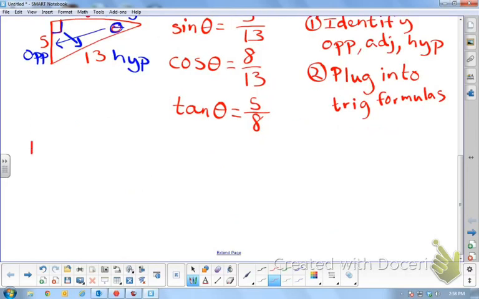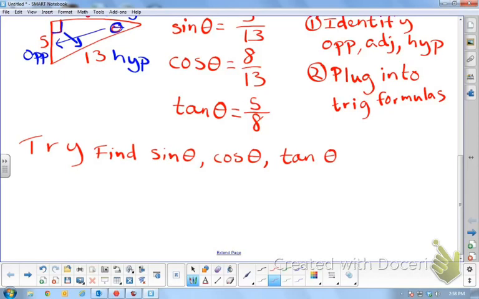So I want you guys to actually try one on your own. I'm not going to tell you the answers, but I am going to check in your notes tomorrow that you've tried this problem. Again, I want you to find sine, cosine, and tangent. And that's the triangle I want you to try.